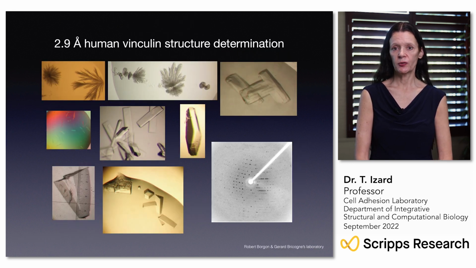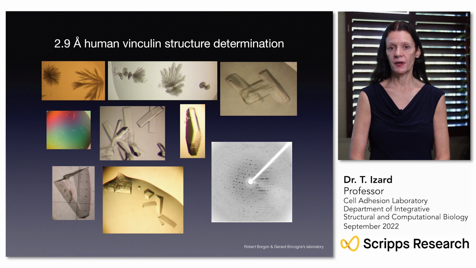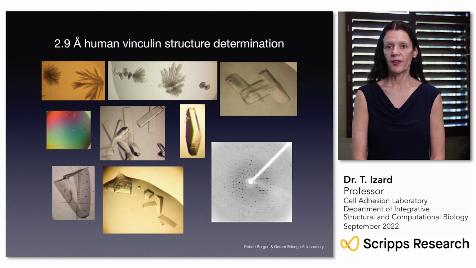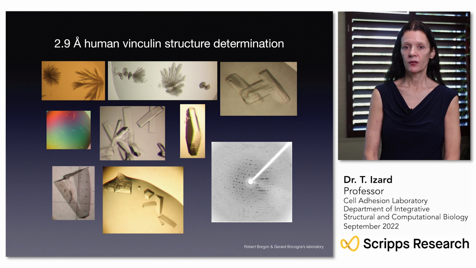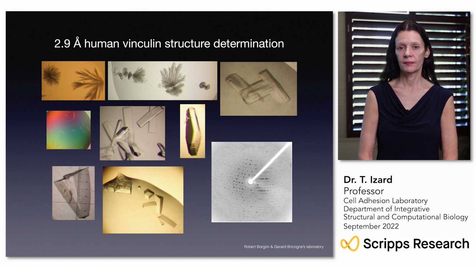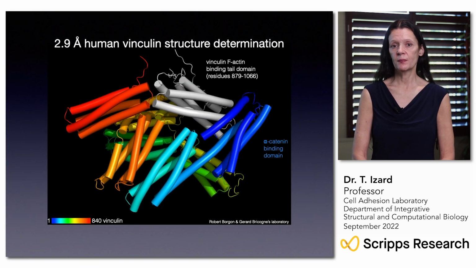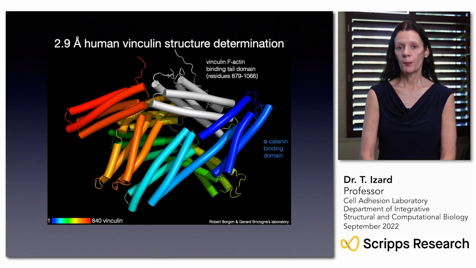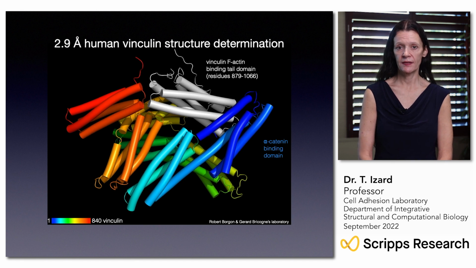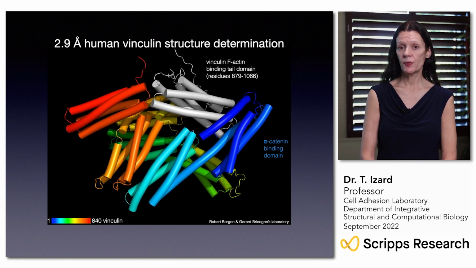The crystal structure determination of vinculin was another nightmare. We had to develop a streak-seeding protocol to eventually get to 2.9 angstroms diffraction. Although vinculin is similar to alpha-catenin, both in terms of function and in sequence, vinculin is a monomer.